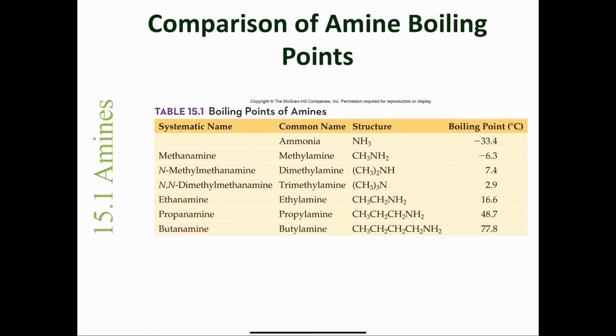Another trend that's important is this one here. If you look at ethylamine, propylamine, and butylamine, we saw a trend similar to this with alcohols, that when we have these primary amines, when the carbon chain gets longer and longer and longer, what happens? The boiling point is going to keep increasing because the molecules get heavier.